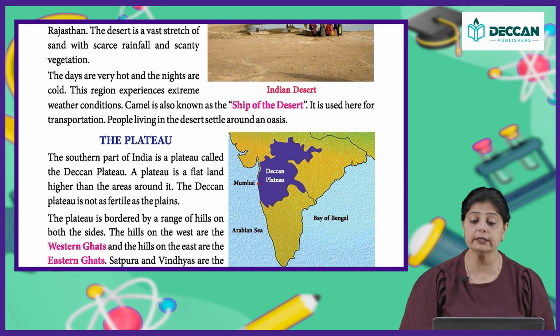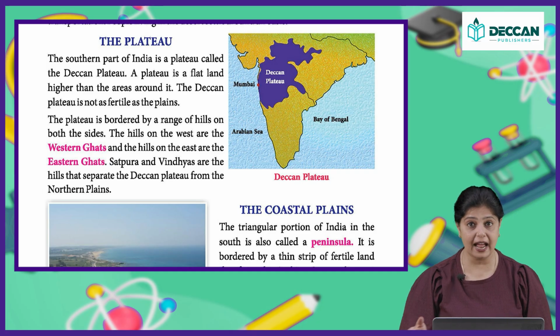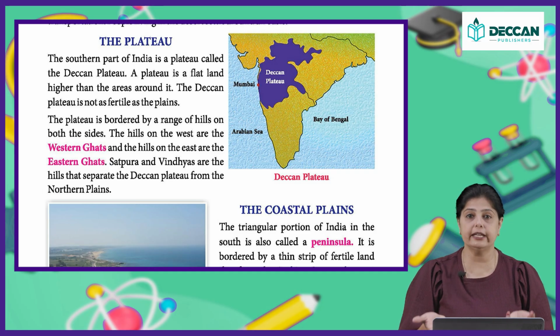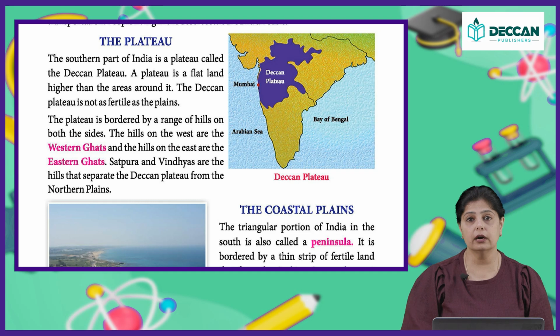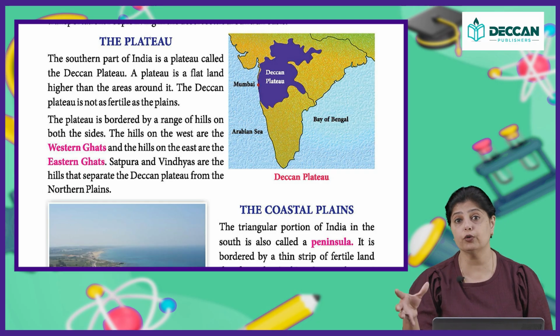Then the plateau. The southern part of India is a plateau, known as the Deccan Plateau. A plateau is a flat land higher than the areas around it. So it's flat land, but it is on a higher level. So the Deccan Plateau is not as fertile as the plains. It is a little elevated area than the other areas around it. Now the Deccan Plateau is not as fertile, so not many crops can grow there the way crops can grow in the plains.